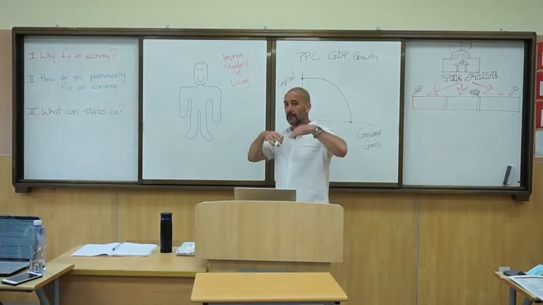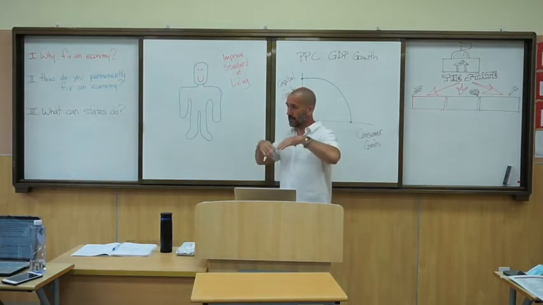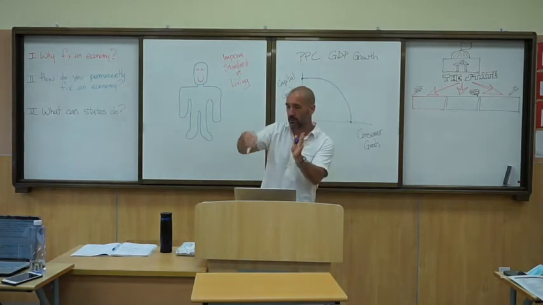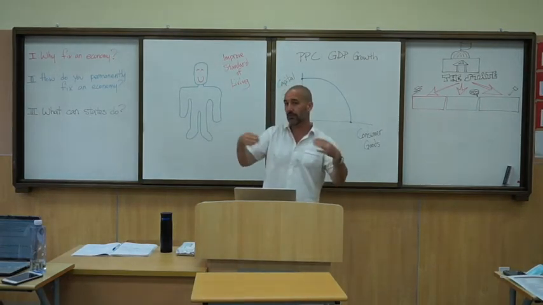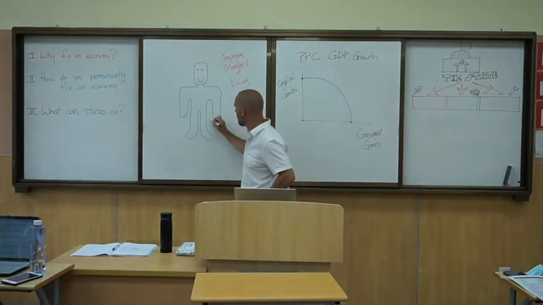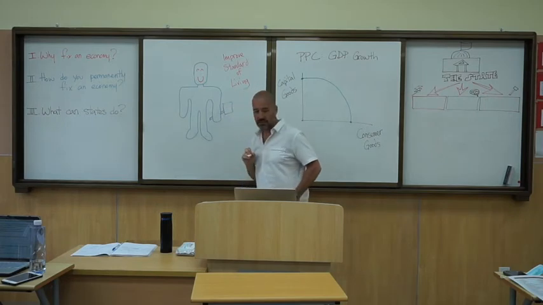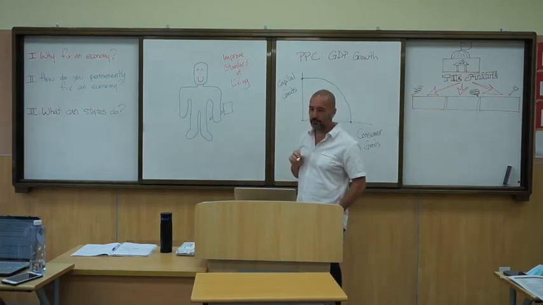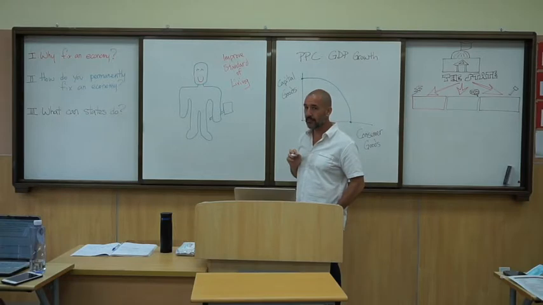You make the economy more productive. How do you make the economy more productive? You make the workers more productive. How do you make workers more productive? How do you increase productivity? Answer number one. Jess said you improve or expand or increase physical capital.